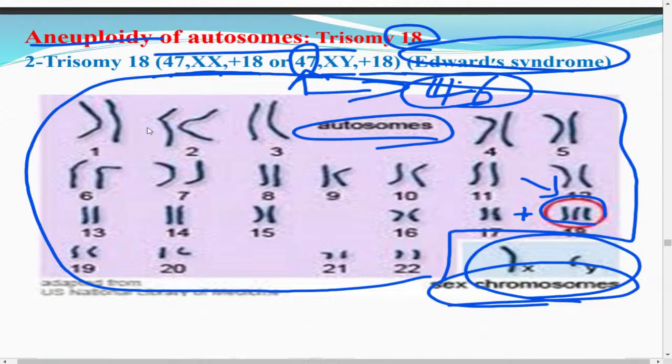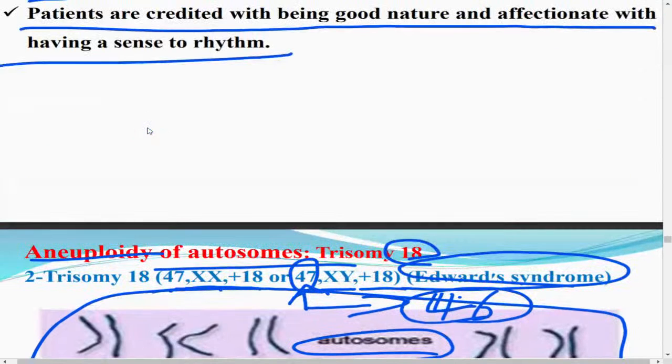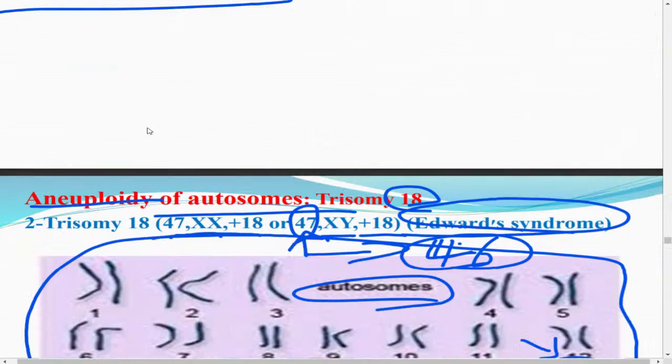The aneuploid autosomes. We have studied the trisomy 18, Edwards syndrome, an additional chromosome to female or male with Edwards syndrome at chromosome number 18, causing it to have an additional autosome chromosome, not a sex chromosome, causing the total number of chromosomes to be 47 instead of 46. Edwards syndrome, trisomy 18.